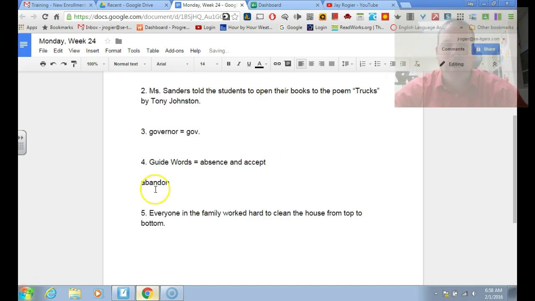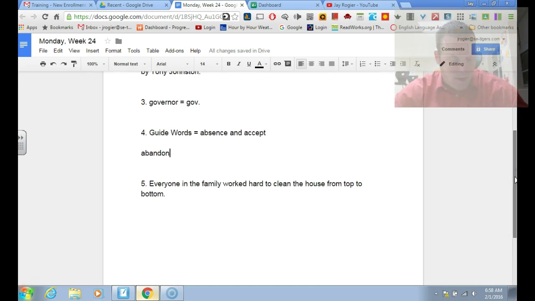And the reason why is because you have ABA. If you look at the beginning of this guide word, it's ABS. Well, ABA comes before ABS, so therefore it would not be on that dictionary page. Finally, we have complete predicate and simple predicate. Everyone in the family worked hard to clean the house from top to bottom. And so the predicate part starts right here with worked, because everyone in the family would be your subject. So the complete predicate part would be worked hard to clean the house from top to bottom.